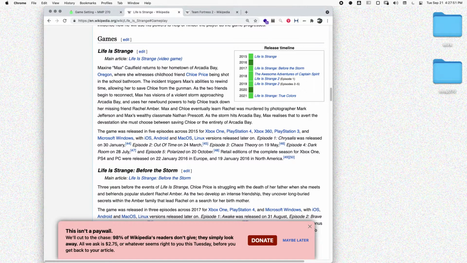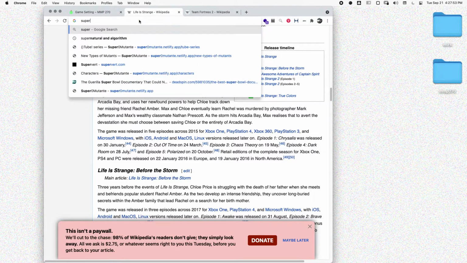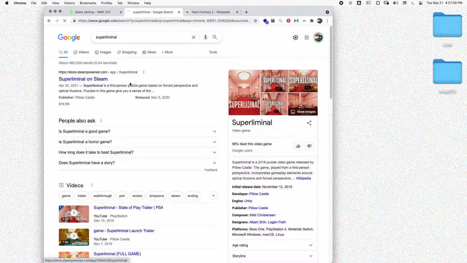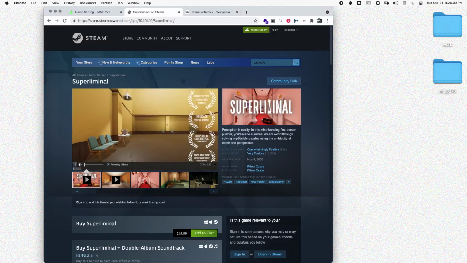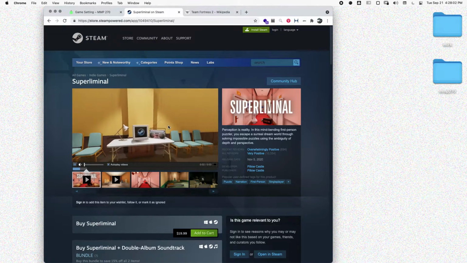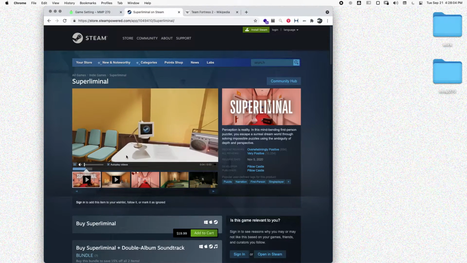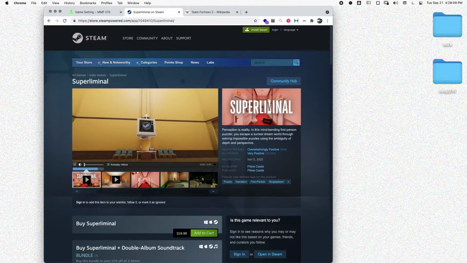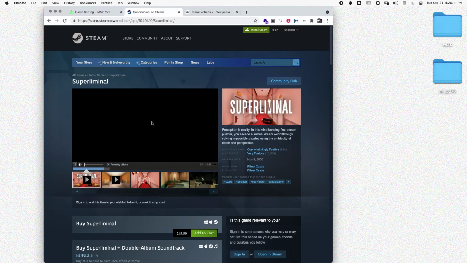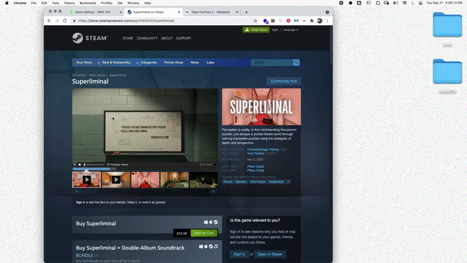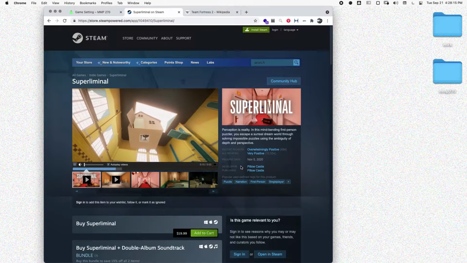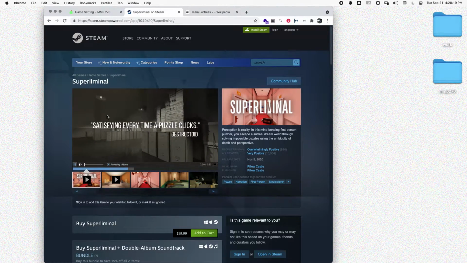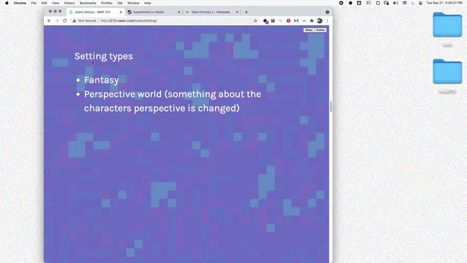Superliminal. I've heard of that. I don't remember what that is offhand. Superliminal. First person. Oh yeah, I watched this trailer. This is actually a really good example because it's literally changing your visual perspective on the world. So that's a great example. I've been wanting to play this. This is pretty new, right? Okay, last year, so it's almost a year old. But yeah, I heard about this recently. So that's a good example.